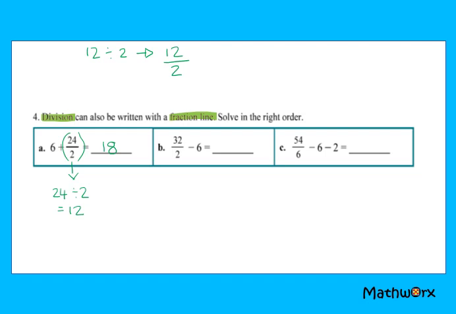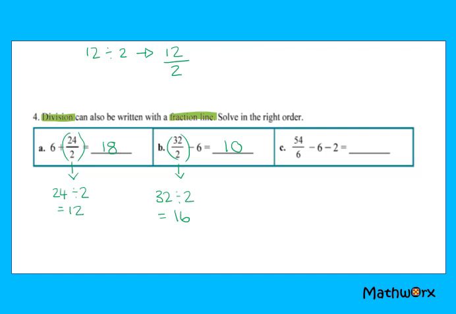Okay, so, oh, what am I doing? I'm drawing my bracket the wrong way. So if we look at B, we can draw brackets around our fraction sign, and that's 32 divided by 2, which gives me, what does 32 divided by 2 give me? It gives me 16. And 16 minus 6 gives me 10.